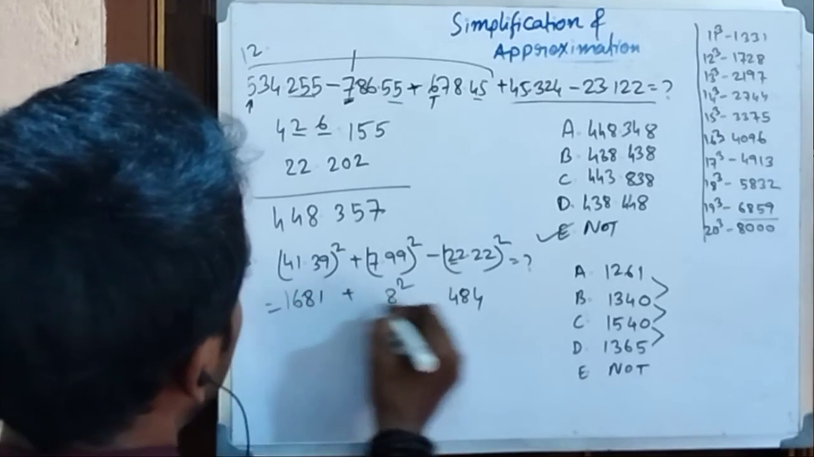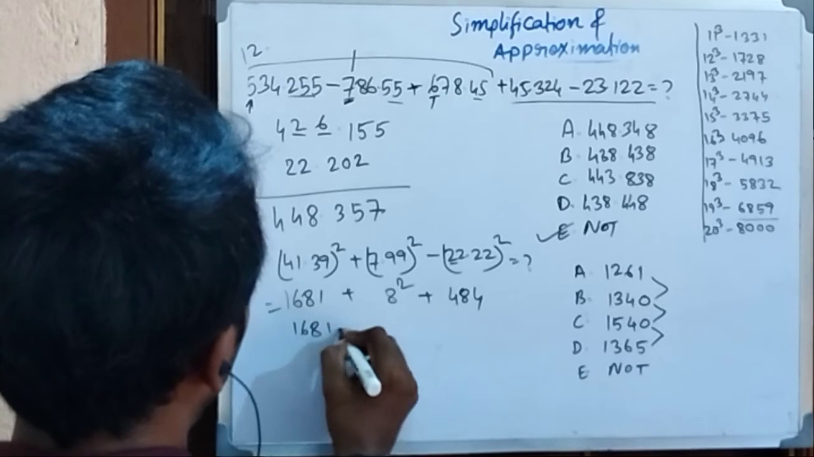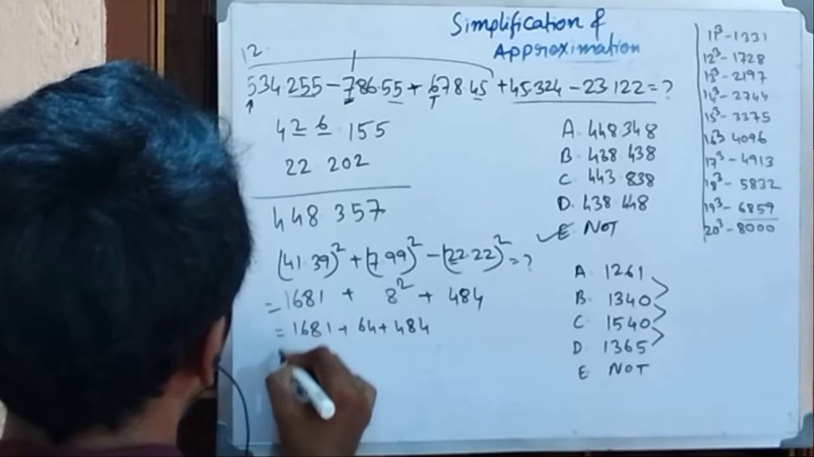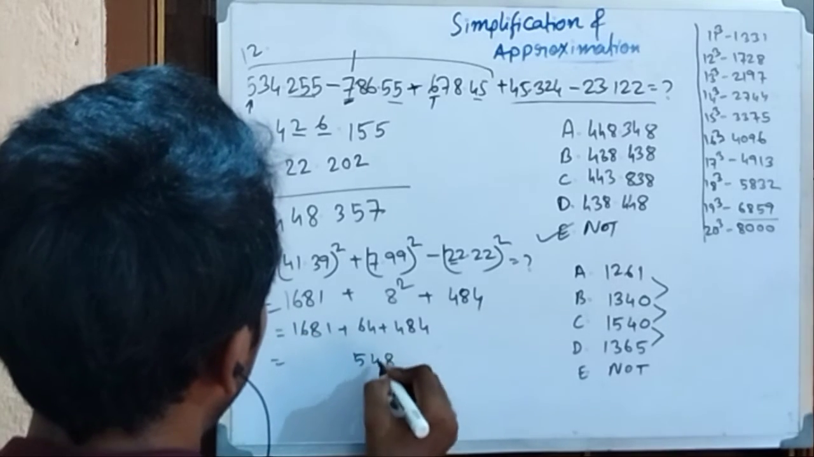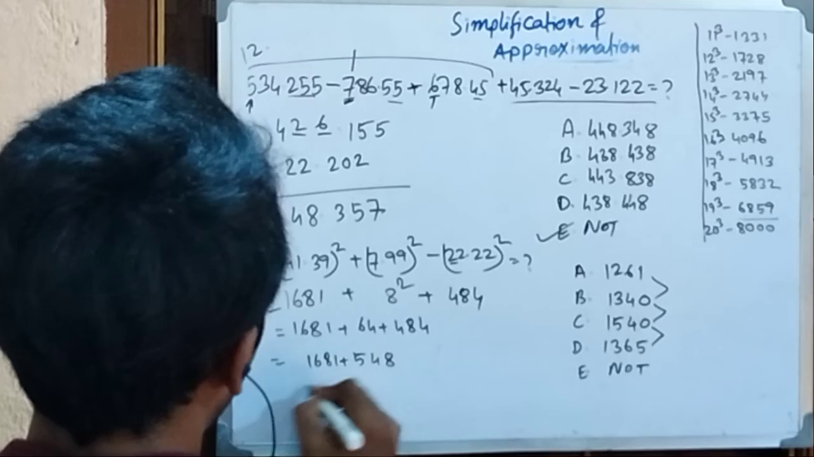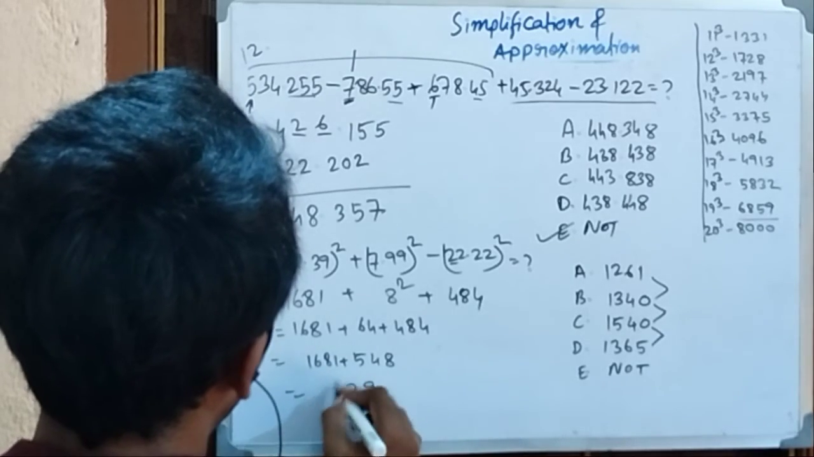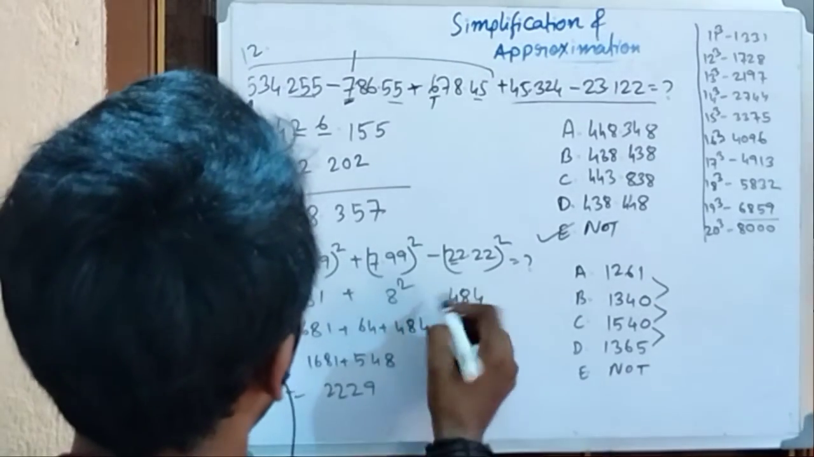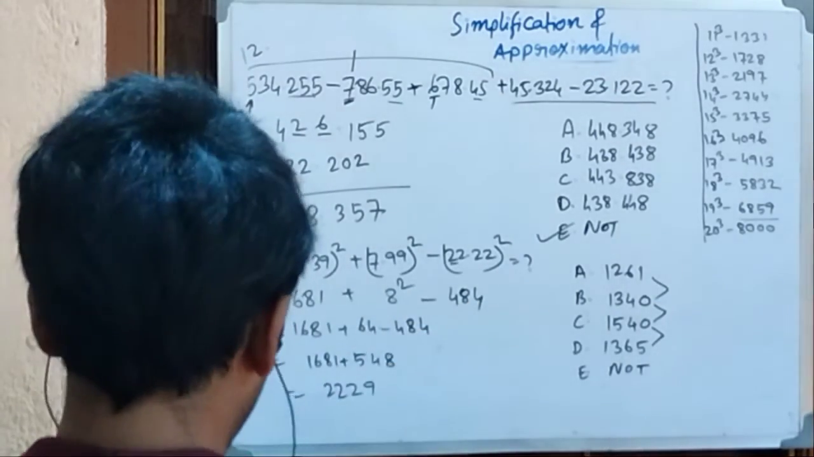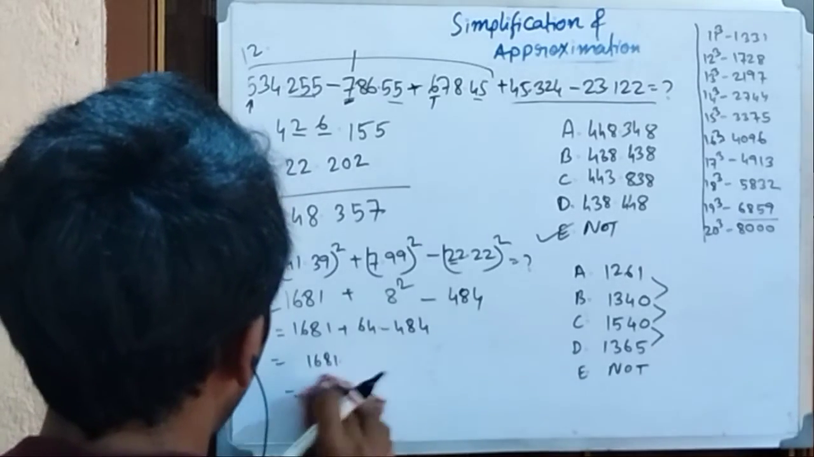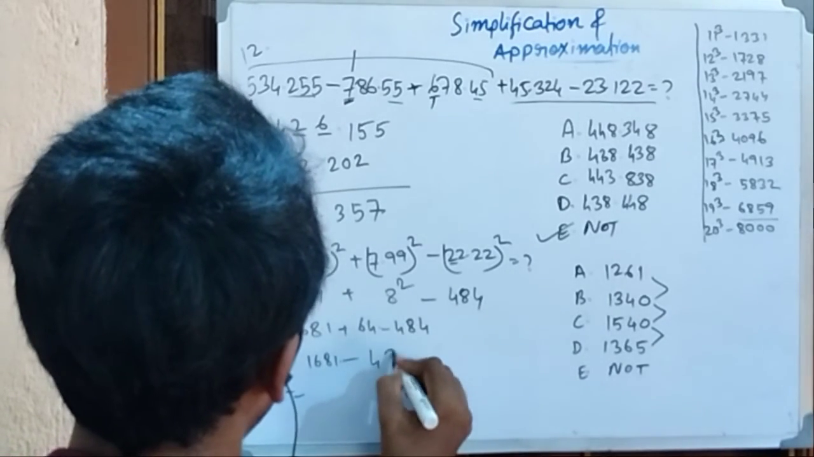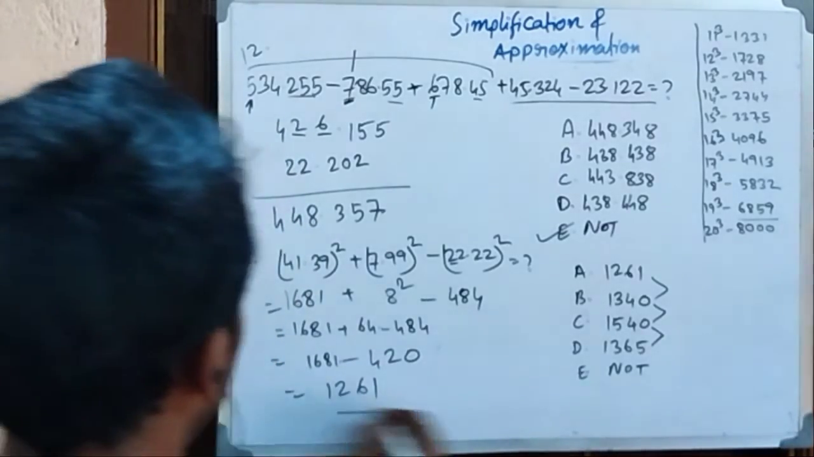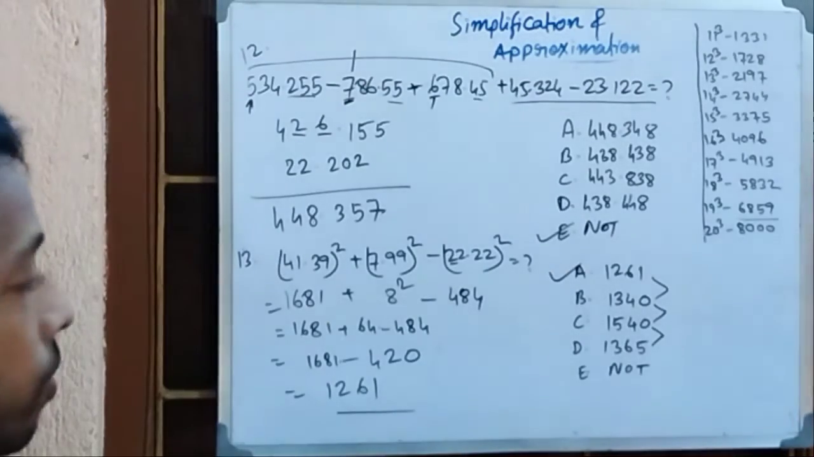1681 plus 8 square plus 484. So 1681 plus 64 plus 484. Now 548 plus 1681. Both are in plus. 9 2 20 2 2. Okay, this is in negative, right? Okay, this is in negative. So 420. So 1261. Yes, exactly, 1261 is the answer, right?